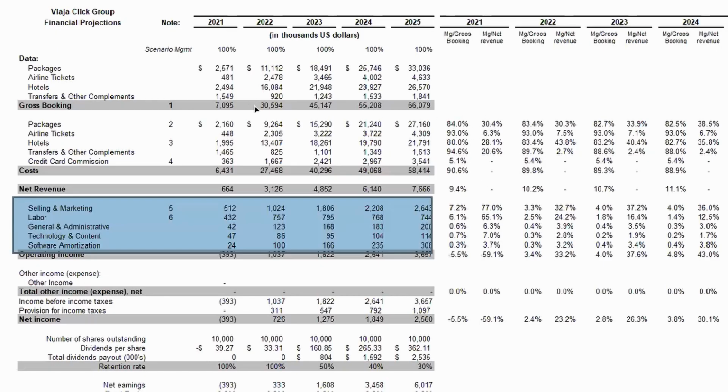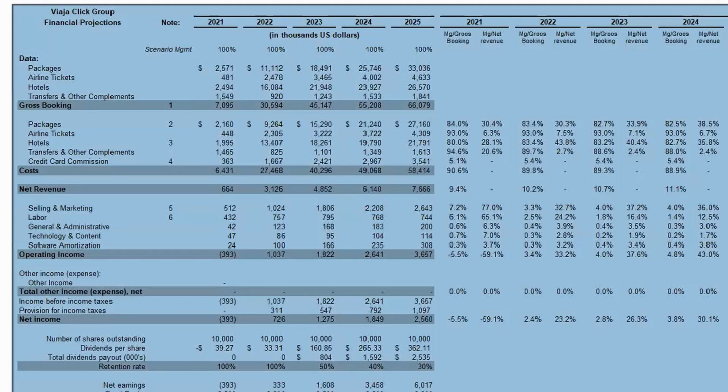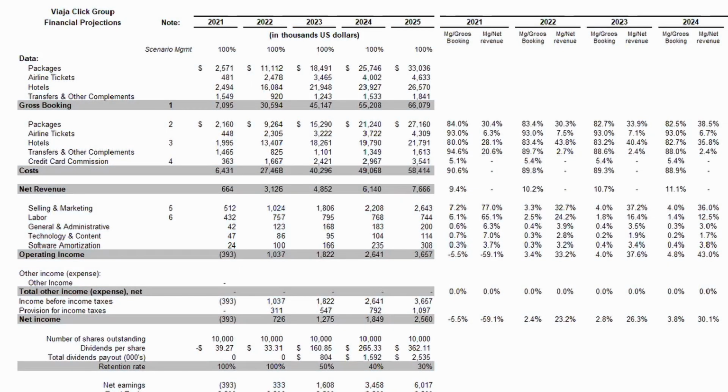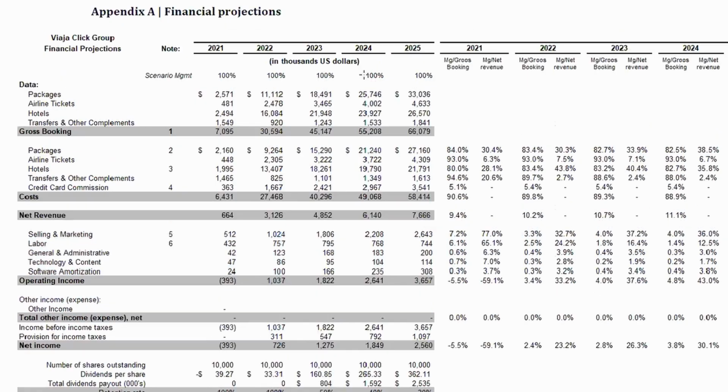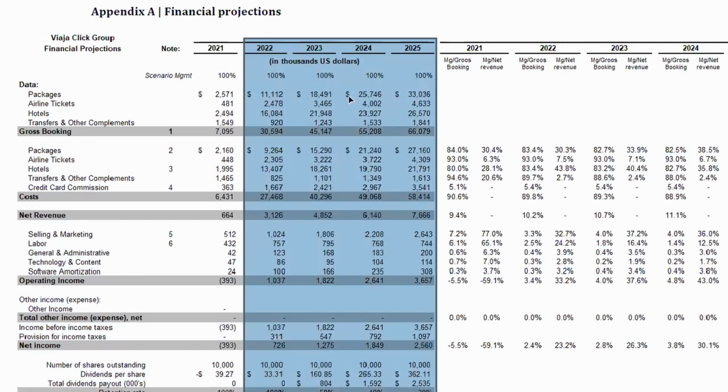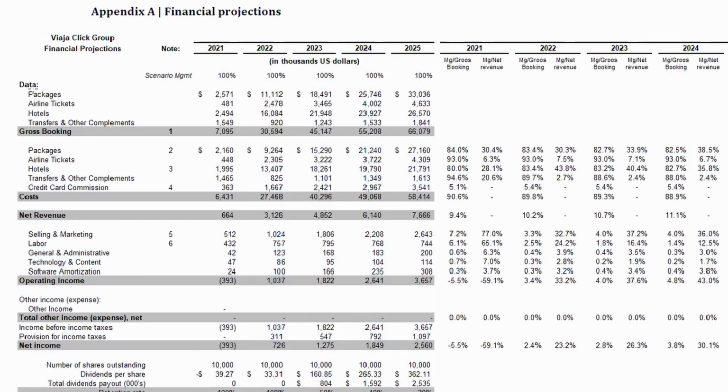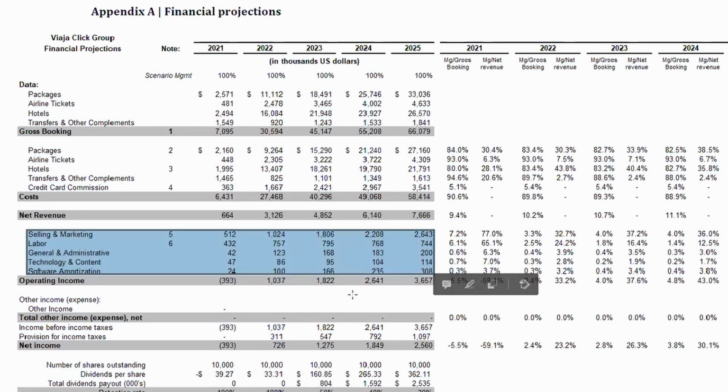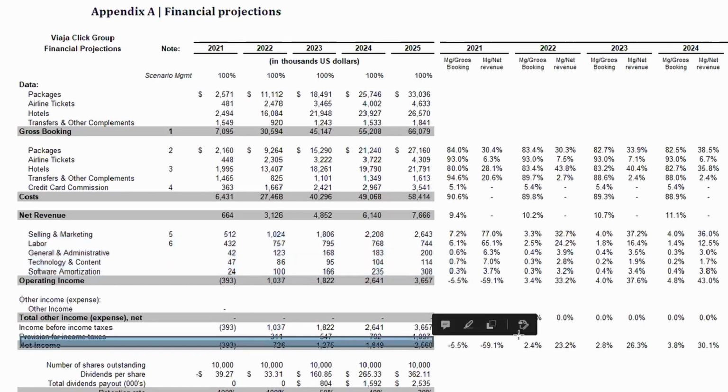Now, are you seeing the ViajaClick group business case? Yes. Excellent. So guys, this is a financial projection. This is a financial statement, a P&L projected from 2021 and 4 years in the future. Okay. Let's see the elements of the income statement. You have your income, your revenues, your costs, and your expenses. Net profit, that's it.